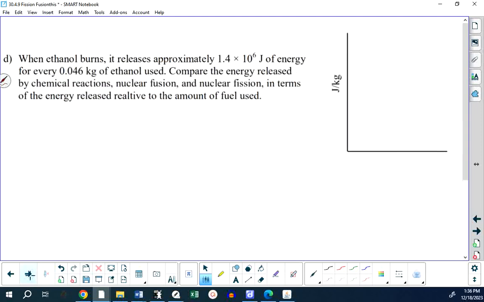Let's talk about chemical, which is how we get most of our electrical energy. When you burn ethanol, you get about 1.4 million joules of energy. That sounds impressive. If you burn 46 grams of it. Compare the energy released by chemical, nuclear, and fission and fusion. Well, let's calculate what this is in joules per kilogram.